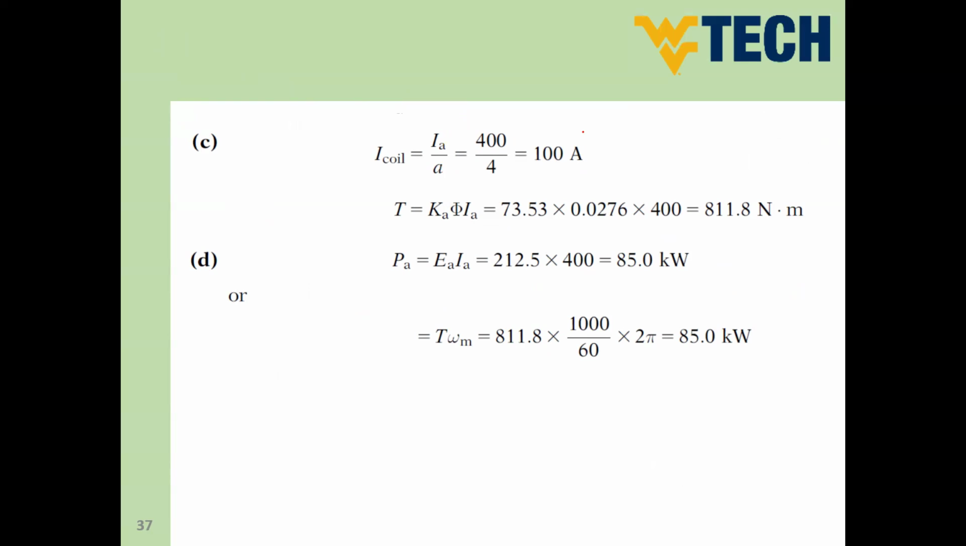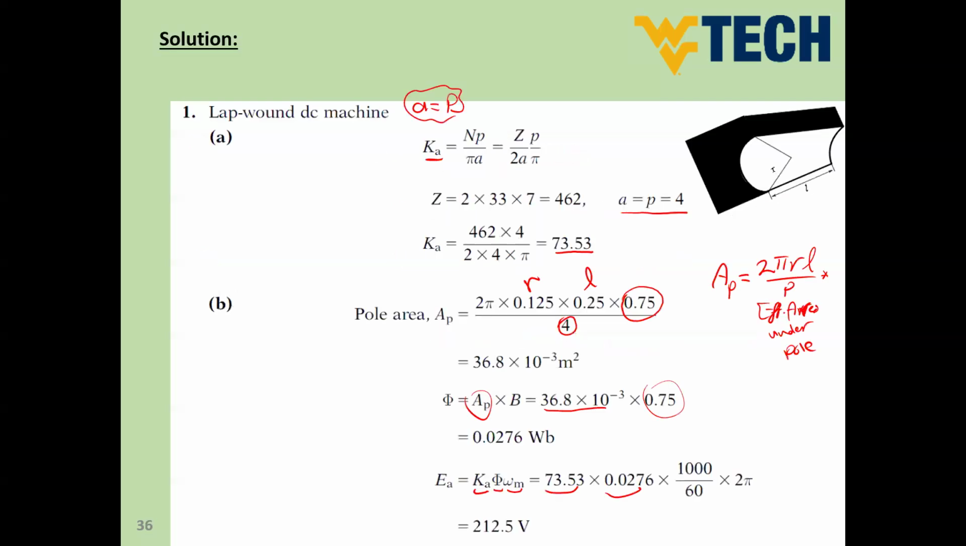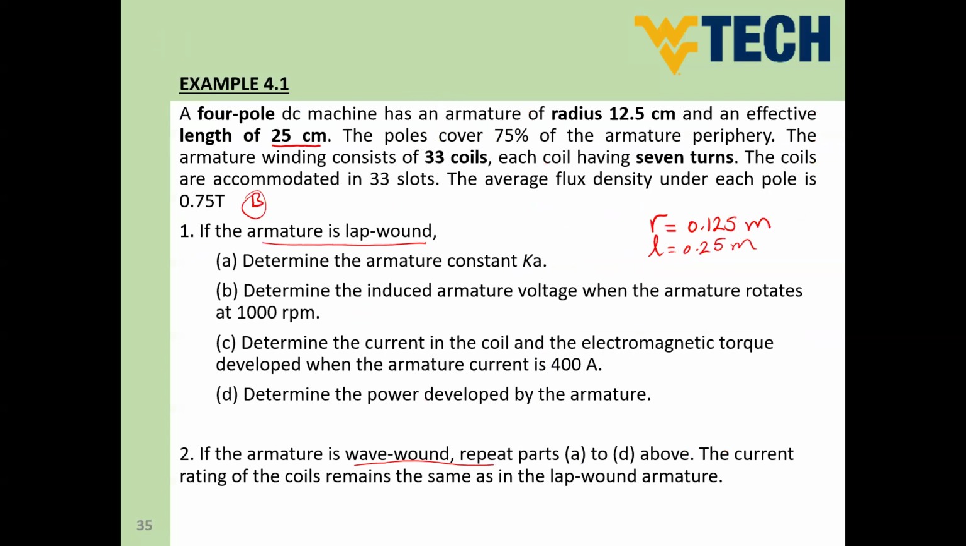So the torque equals Ka phi times Ia. Ka is calculated, phi is calculated, and Ia is 400 ampere. So this is going to be the torque that we have in this case, which is 811.8 Newton meter. Part D. So here we determine the current coil, so I coil, and the electrical torque, T electrical.